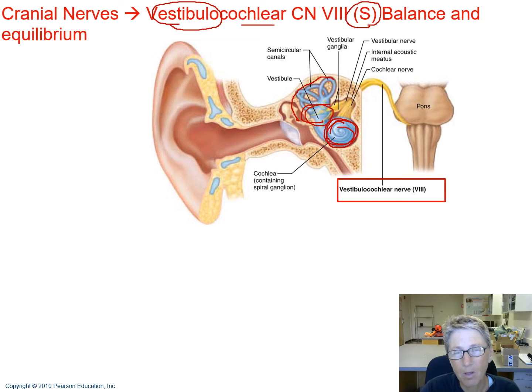Let me back up. You can tell this is in your inner ear, right? So here's the outside of your ear, inside the ear. The cochlea deals with hearing, and then the vestibule and semicircular canals deal with balance. And then you can see in this cartoon, this vestibulocochlear nerve comes out of the inferior aspects of the pons, at the border of the pons and the medulla oblongata.